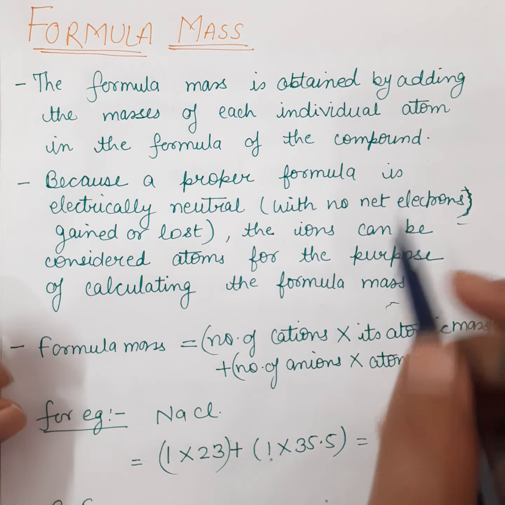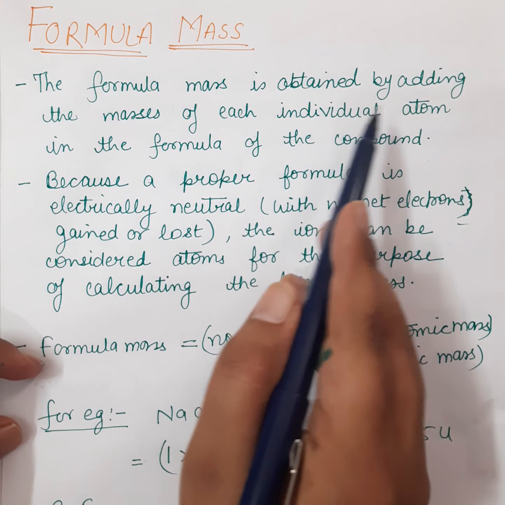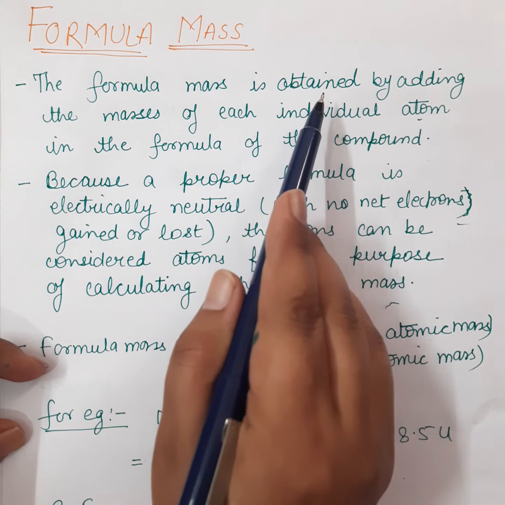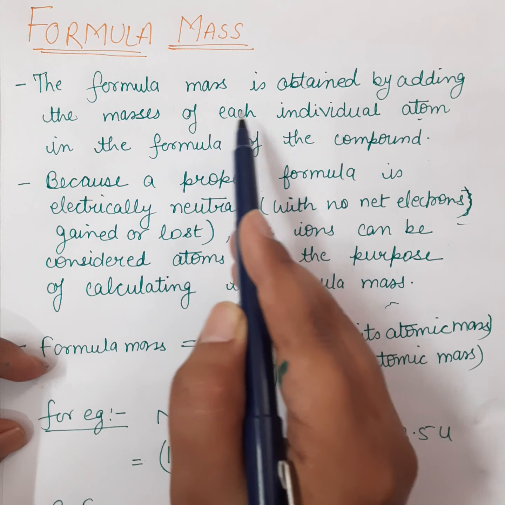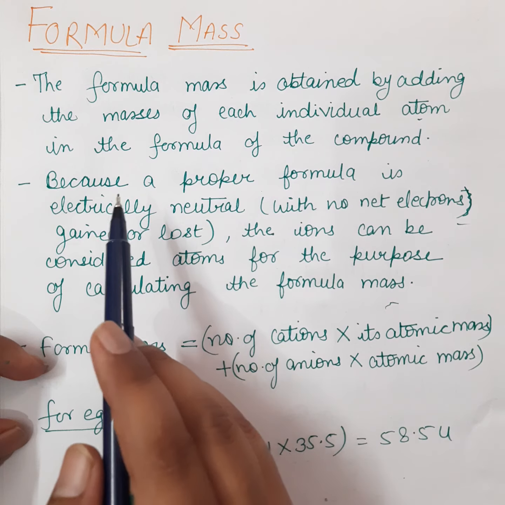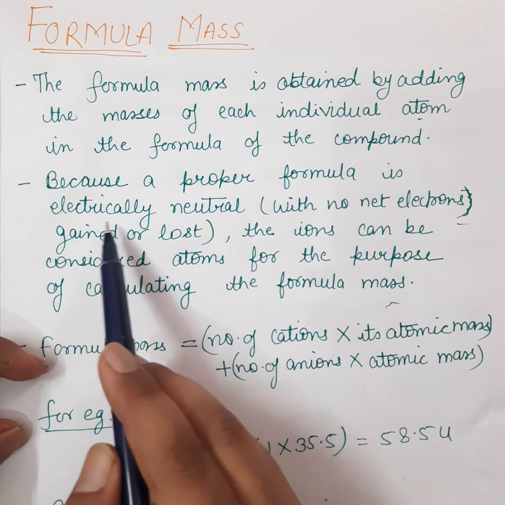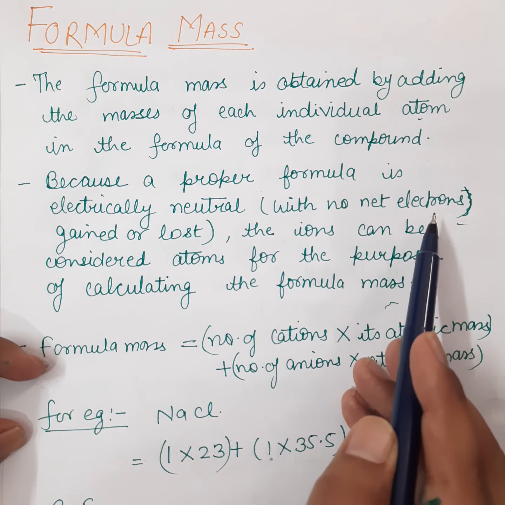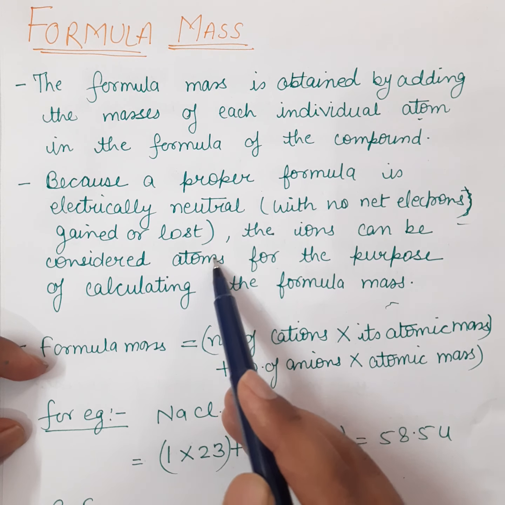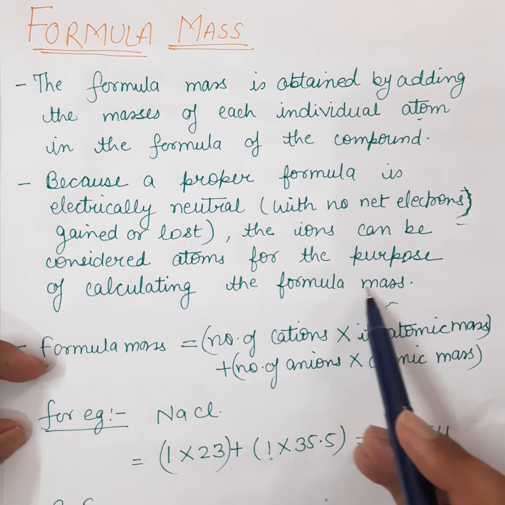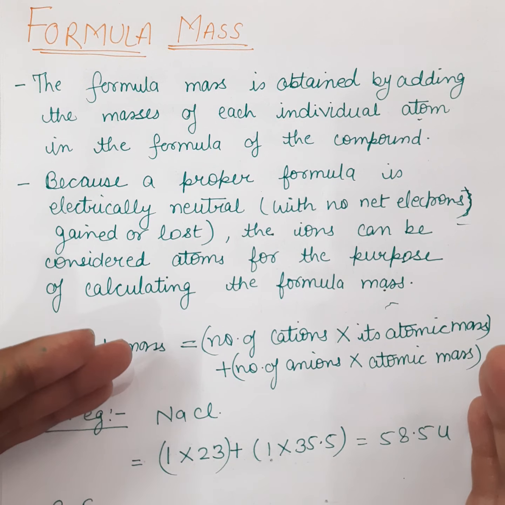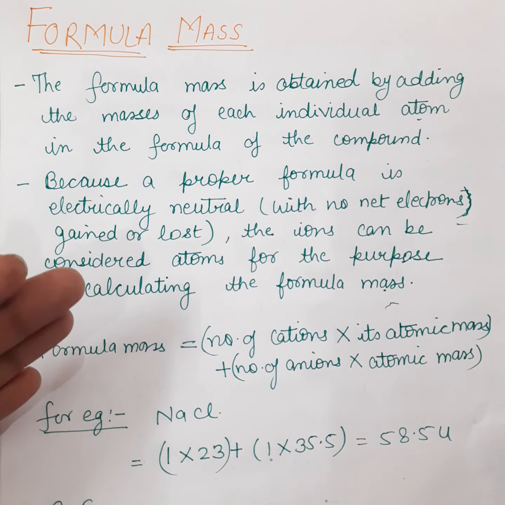The formula mass is obtained by adding the masses of each individual atom in the formula of the compound. Because a proper formula is electrically neutral, with no net electrons gained or lost, the ions can be considered atoms for the purpose of calculating the formula mass. Okay, so this is the basic difference between molecular mass and formula mass. Ions are considered as atoms.